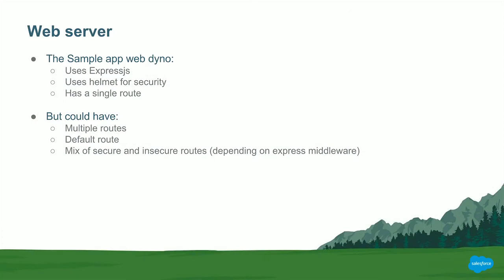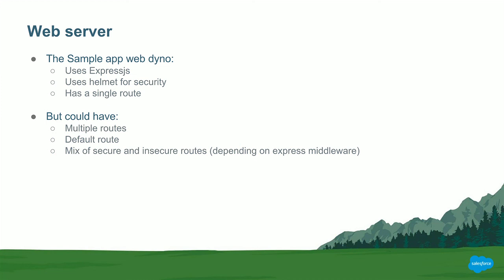So to move forward from the deep dive and looking at the code, the sample app web dyno, as we've said, uses Express, which is a well-known web server. It uses Helmet for security, and it has a simple single route for handling post requests to calculate prime numbers. It could have multiple routes. We could do multiple things. We could have multiple different routes on the web dyno. We could have multiple event types, and we could have multiple workers or the same worker handling these multiple events.